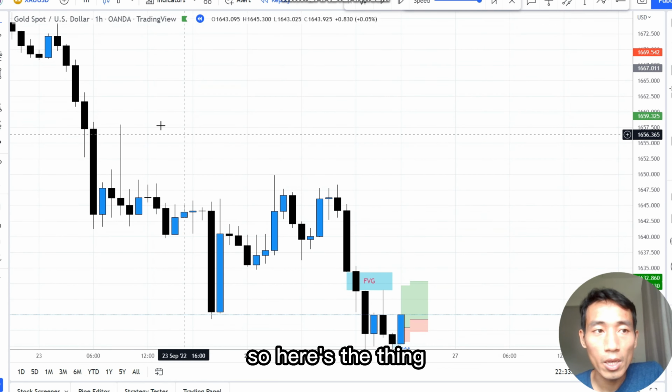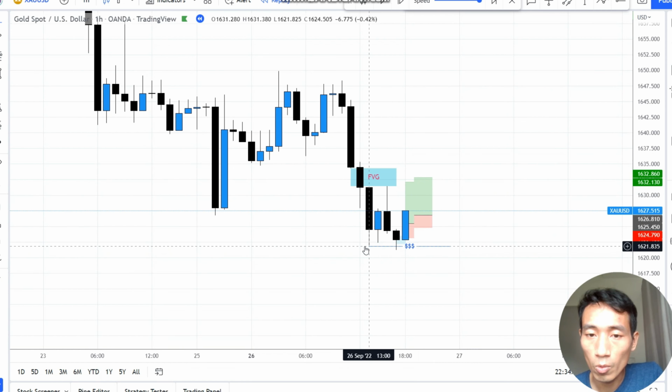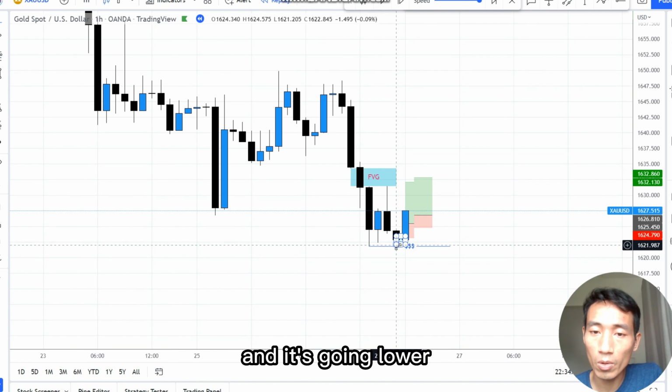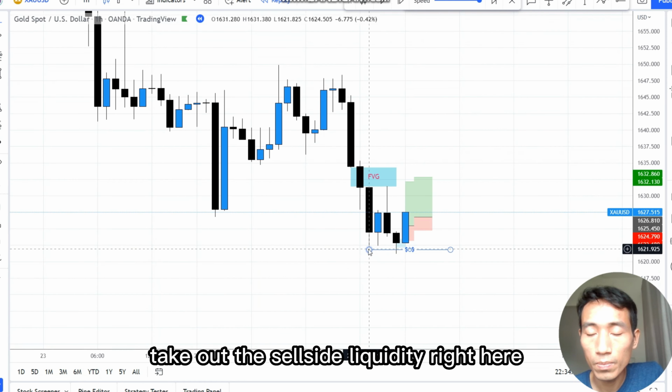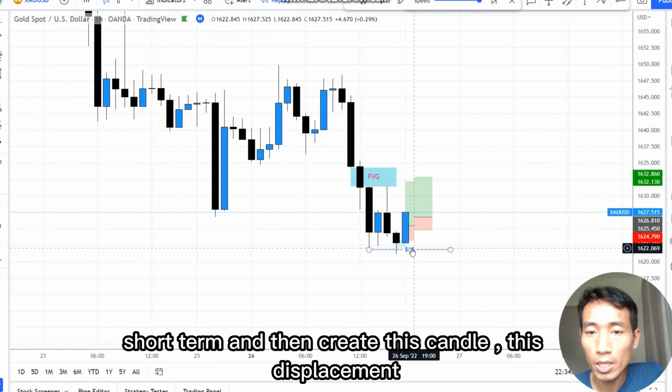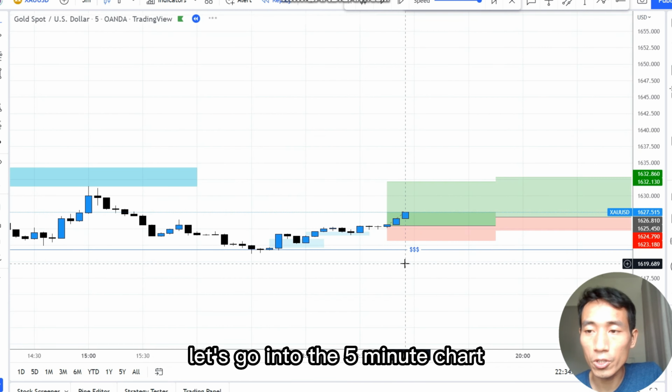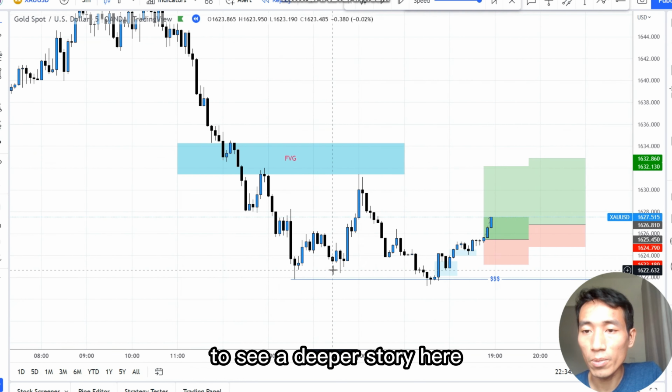So when price came back into this fair value gap, what I was expecting is that price would go lower, which means it would break this low, if it's still in the sell side model. But it's not. It dipped into this low, took out the sell side liquidity right here, short term, and then it created this candle, this displacement. Let's go into the 5-minute chart to see a deeper story.